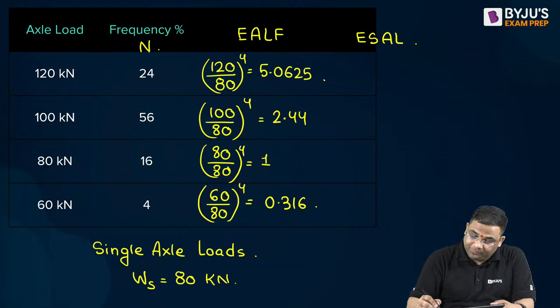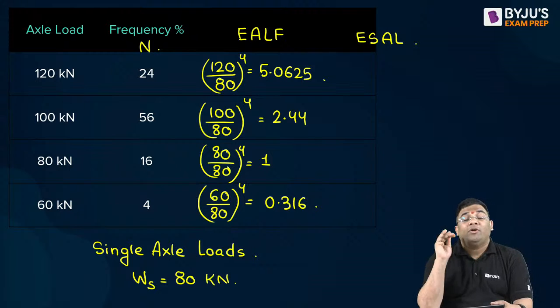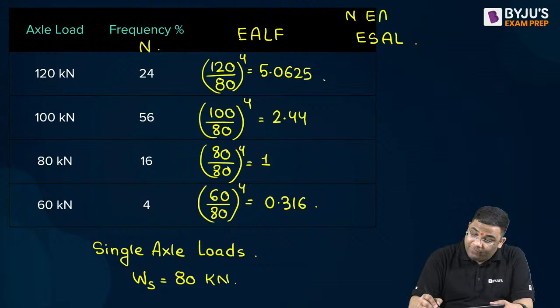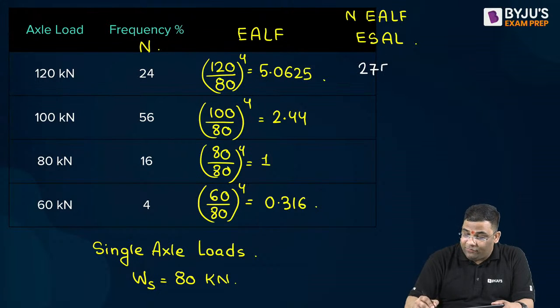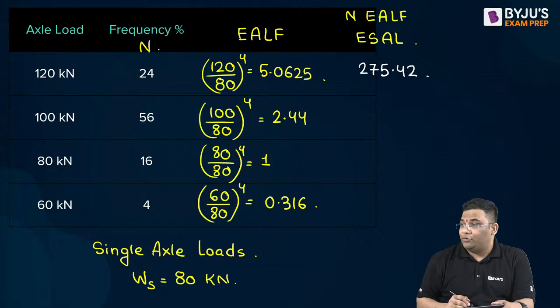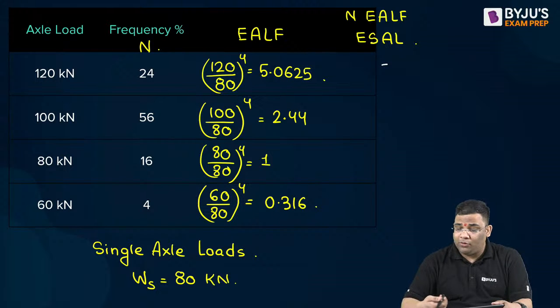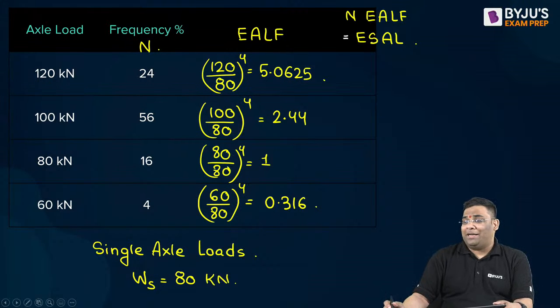First one is 5.0625 into 24. Second one will be 2.44 into 56, because this is frequency into EALF. Give me quickly. First one, you are getting 275.42. Very good. Give me the individual values, not the total.